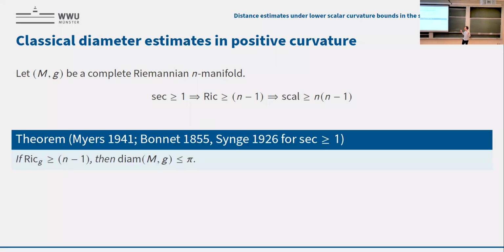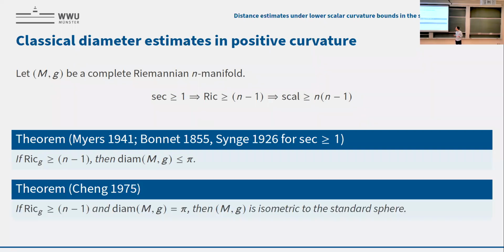And we know the classical Bonnet-Myers theorem, which tells us that if we have a lower Ricci curvature bound corresponding to the Ricci curvature of the standard sphere, then the manifold, if it's complete, has to be bounded in diameter by the diameter of the sphere. That's what's written here. And we know a little bit more. In fact, Chang's diameter rigidity theorem tells us that if we realize the diameter bound in this situation, then the manifold must already be isometric to the standard sphere. But my talk will be about scalar curvature.